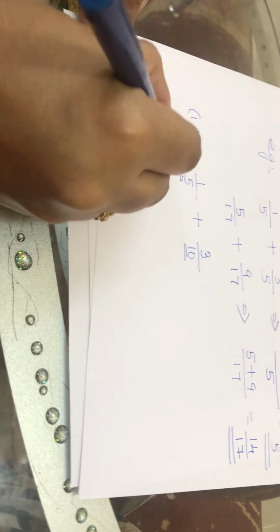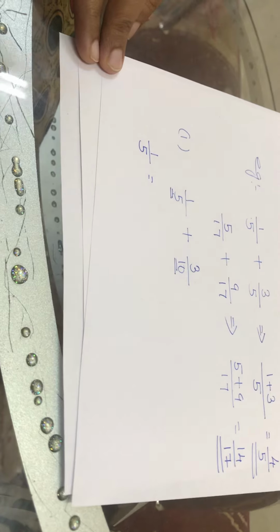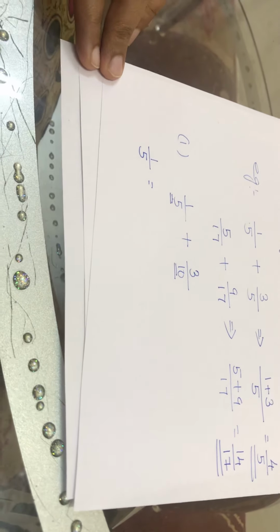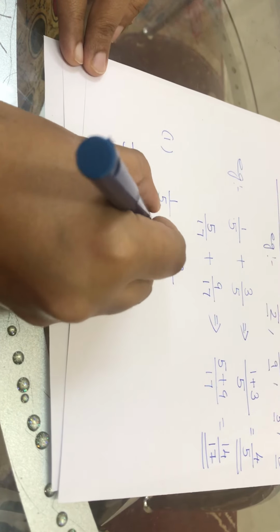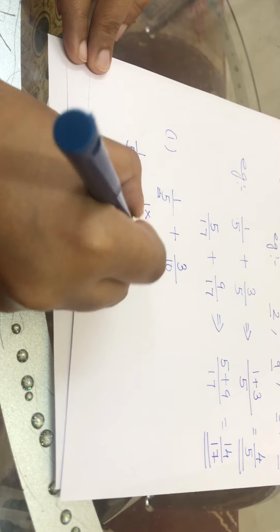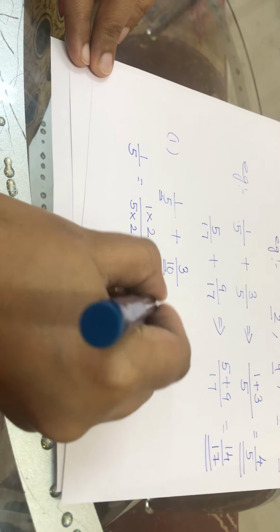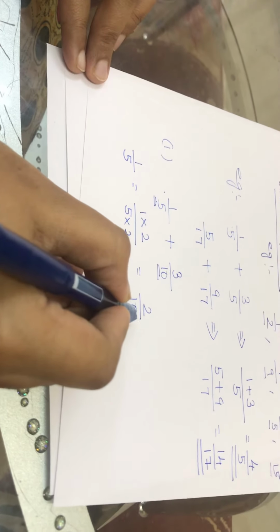So first of all we will take 1 by 5. This is equal to, when I multiply both numerator and denominator by 2, I will get the same denominator, right? So look here, 1 multiplied by 2 divided by 5 multiplied by 2. So I got 2 by 10. See, this 1 by 5 I made it as 2 by 10.